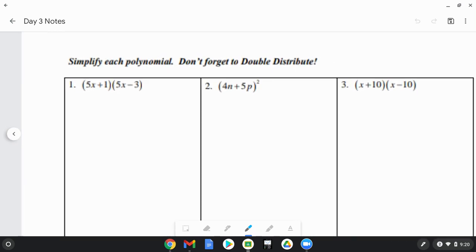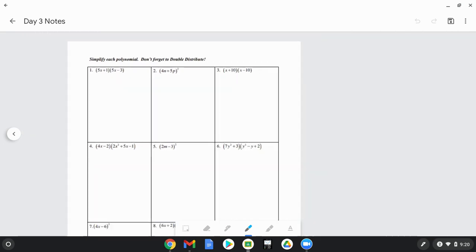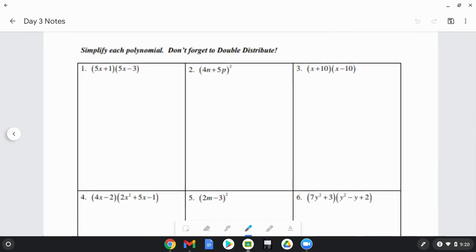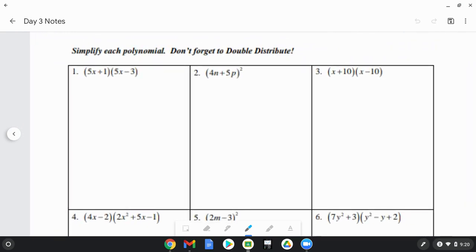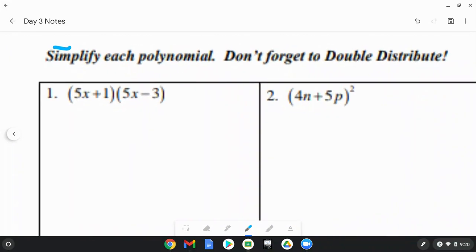So these are similar to yesterday. What I'm going to do here is do all the odds with you, okay? So the first odd that we're going to do is number 1.